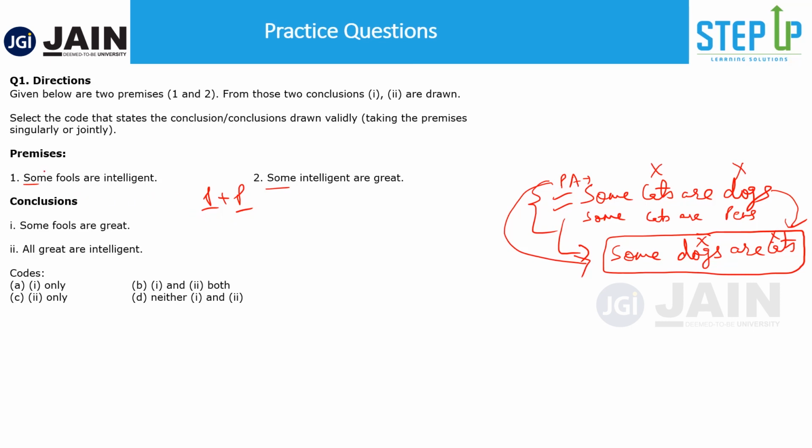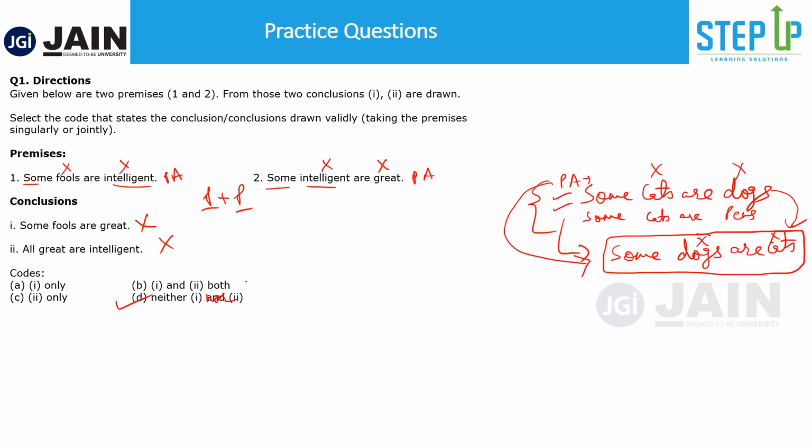The other way to look at it: this is a particular affirmative type of statement, this is also a particular affirmative type of statement, and I know the distribution of particular affirmative is in this format only. Both are not distributed. Now your common term is intelligent, and that is not distributed even once. So there are many rules, but you can use any of them to say the common term is not distributed, so you cannot come to an answer. Or particular plus particular, you cannot come to an answer. So it would be neither 1 nor 2. That should be your answer.